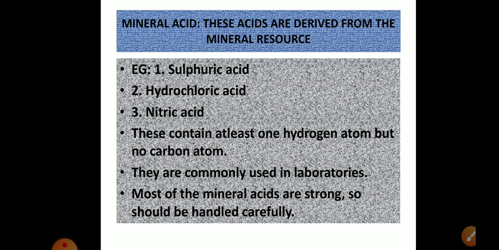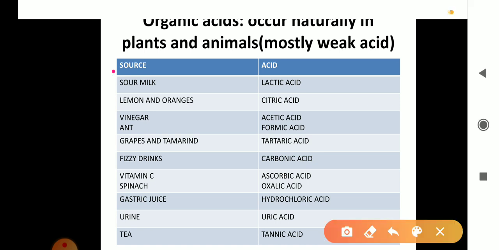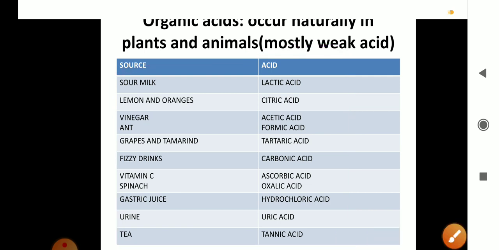Then this is enough for today, and next time I will tell you about the bases. Till then, watch the video and revise it, and you have to learn this table also. In this table different types of acids and their particular sources are also given. You have to learn it. Right. Okay, till then, bye, thanks for watching me.